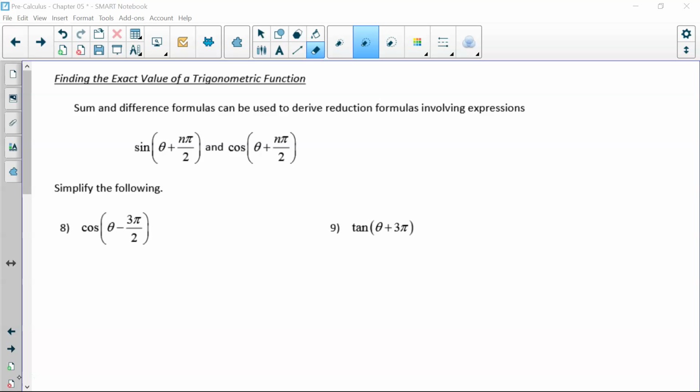All right, so now what we have is we can use these to derive other formulas involving these expressions, like sine of theta plus n pi over 2, cosine theta plus n pi over 2, and so forth. We can use these to find different values and simplify. What we have here is cosine of u minus v. So keep in mind, cosine of u minus v is cosine of u, cosine v, plus the sine of u, sine of v. And that is on your sheet.